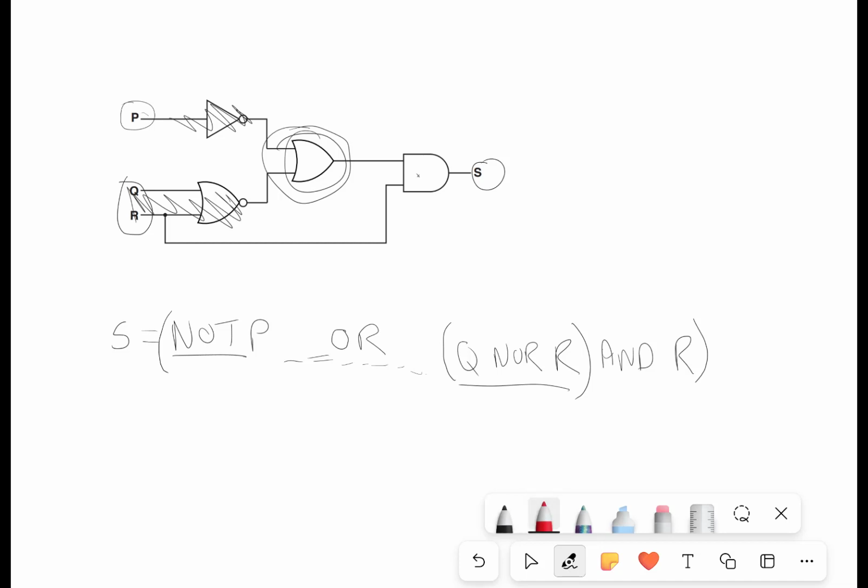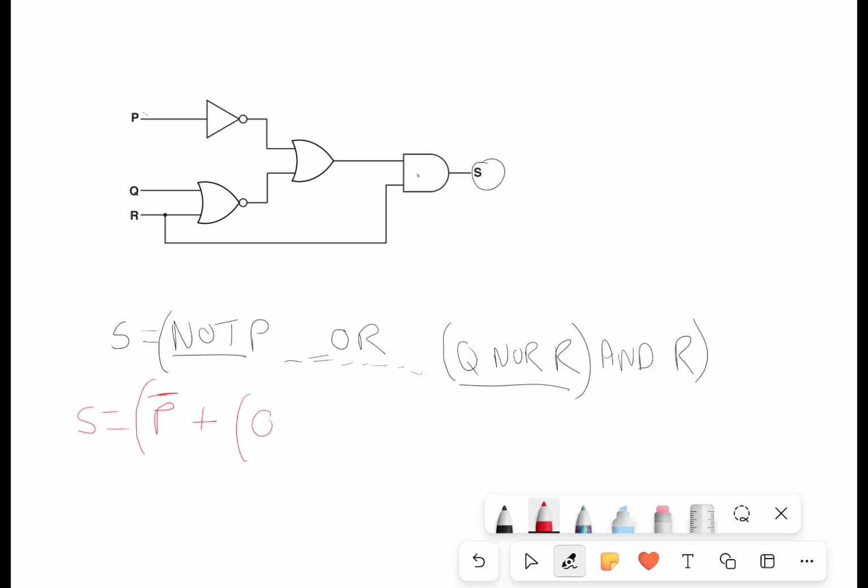Okay, so for those people who are doing this more advanced, how do we do this using a Boolean expression itself? Well, we do S equals, so it's the same. NOT P is simply a P with a NOT over it, like that. So I'm going to put a bracket here. Or we use a plus sign. We can't represent Q NOR R using a Boolean expression. So we have to do it separately.